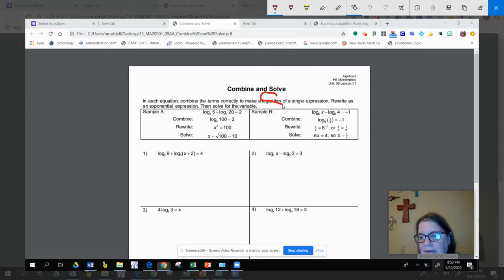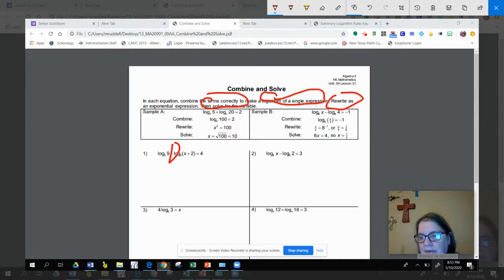Look, they've given you the steps. Make a logarithm of a single expression. That's step one. Change the two logs to one using your properties. Rewrite as exponential. We've done that. And then solve for the variable. Okay, so this one says log base 3 of 9 plus log base 3 of x plus 2 equals 4. Notice the plus.